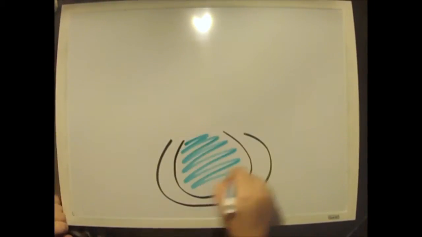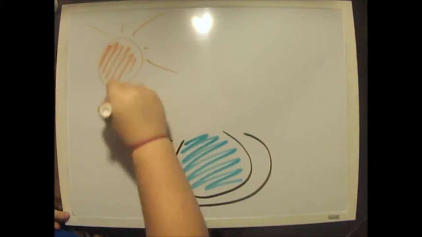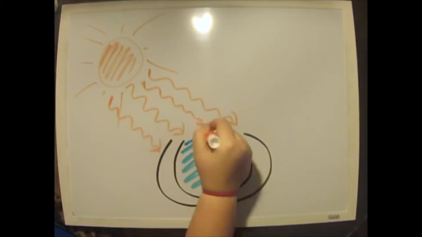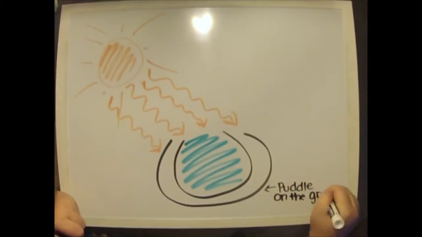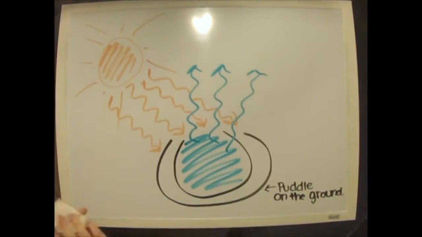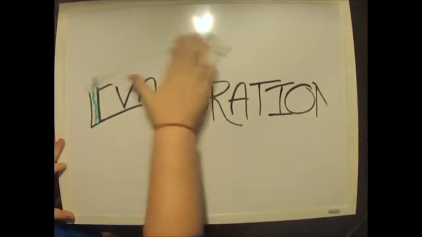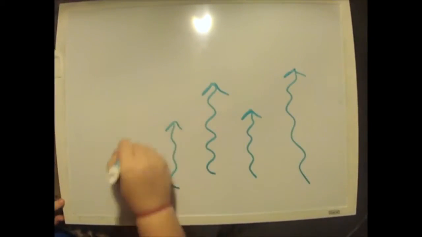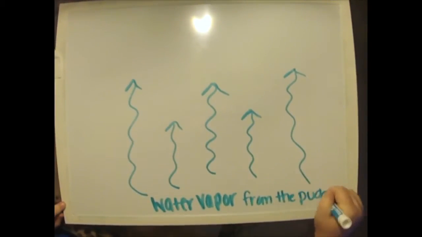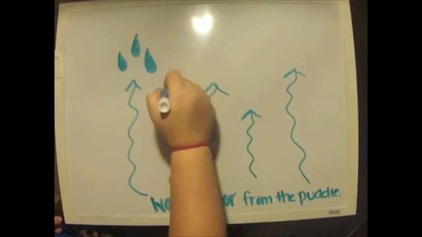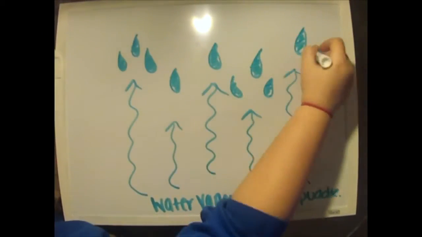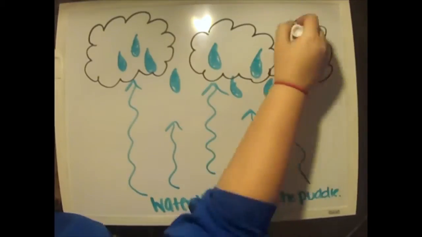Let's take a look at this simple puddle on the ground. The sun's rays heat the ground, causing the water to turn into water vapor. This process is known as evaporation. As the water rises, it begins to cool and turns back into water droplets. This is known as condensation.